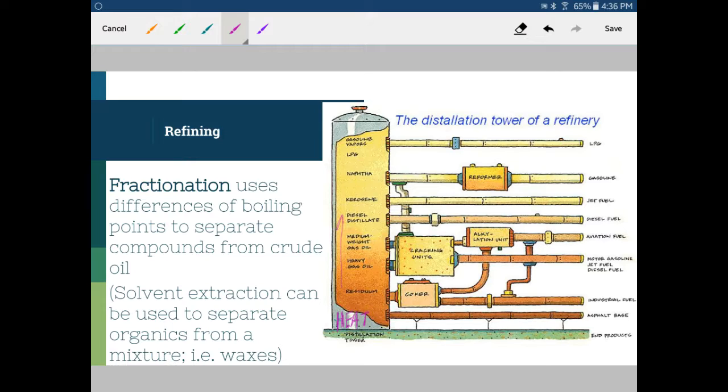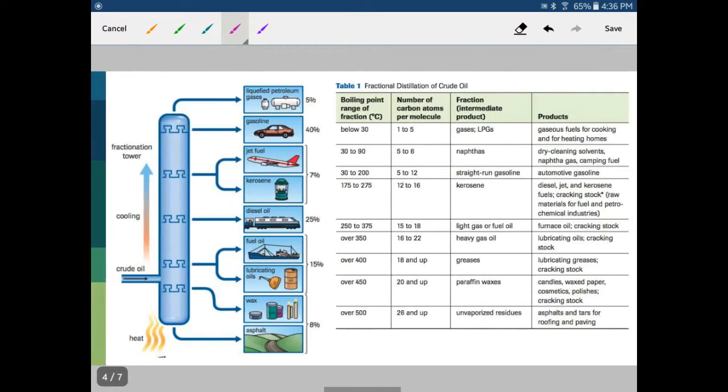Often we use waxes for different things, but we definitely are looking to get that oil out of the wax. So that is something that we see often. If we take a look, this is again just a different image of a fractionation tower or fractional distillation. Again, you have cooling going upwards. We heat at different boiling points. These things have the highest boiling points.